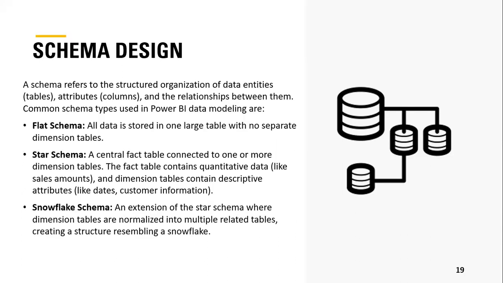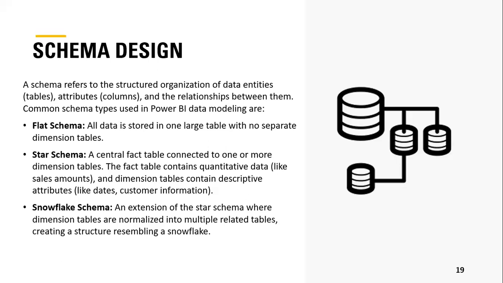Then when we talk about the snowflake schema, it is an extension of the star schema where dimension tables are normalized into multiple related tables. It's more like a dimension table is related to another dimension table. There's a kind of dimension table that cannot directly connect to the fact table. So for it to connect to the fact table, it connects to another dimension table that will then link.